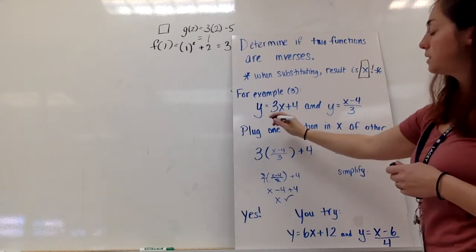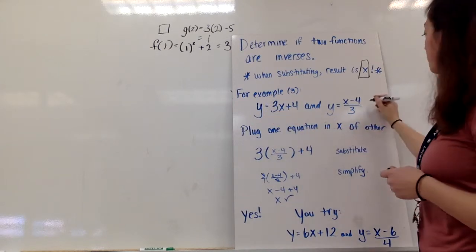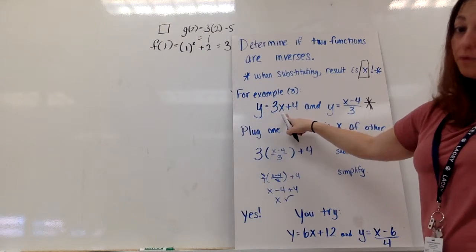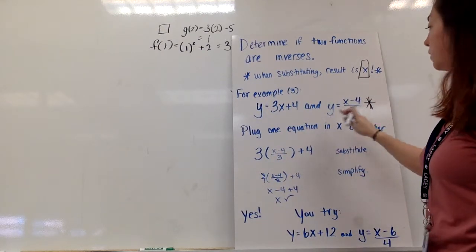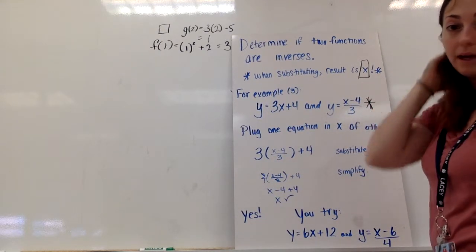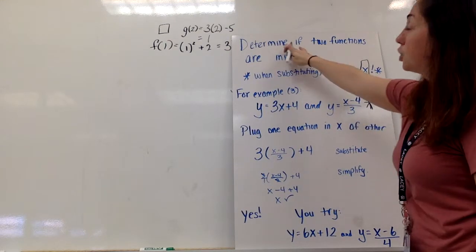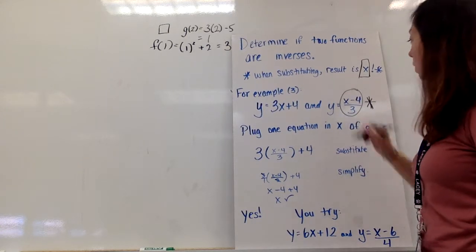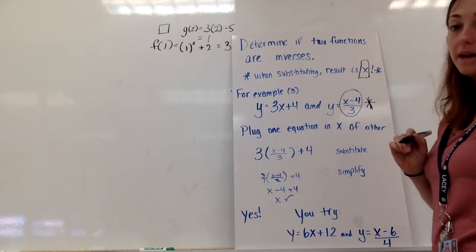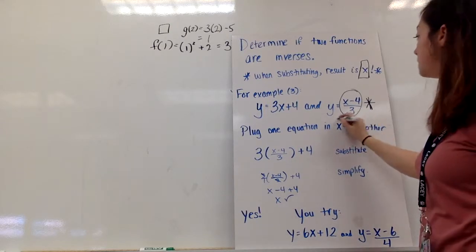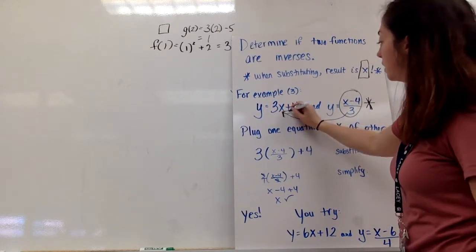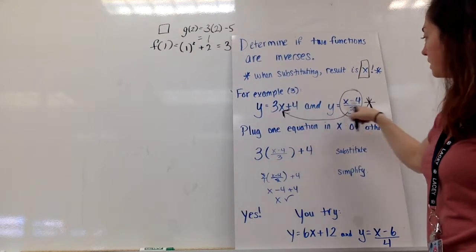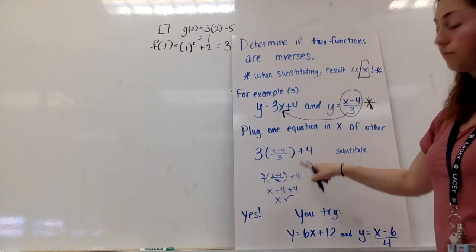Okay? So for example, our first equation is y equals 3x plus 4. I'm giving you this information. My second equation is y equals x minus 4 divided by 3. And I want you to determine whether the two functions are inverses. So how do we do that? So we take the one equation, x minus 4 divided by 3, and I'm substituting it in for the x of the other equation. So I have 3 times x minus 4 divided by 3 plus 4.